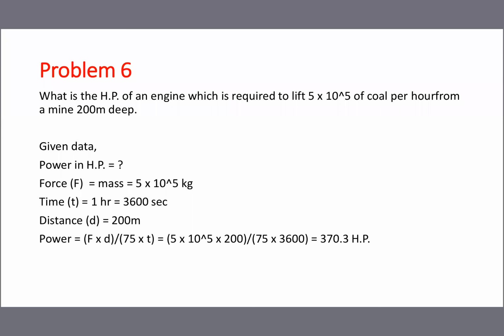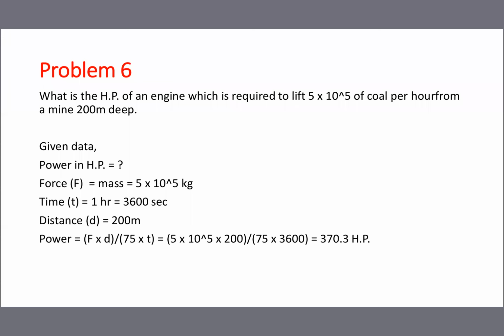You forgot about it. You straight away attack with the formula. Power in HP they are asking. We know the power formula: FD by T. If you want it in HP, it is FD divided by 75 T. So the power calculation formula is FD by 75 T, the whole FD divided by 75 T. First you recall the formula, then check the data.